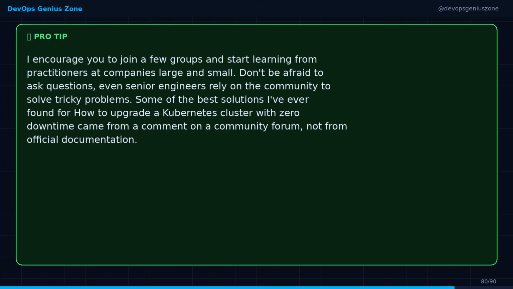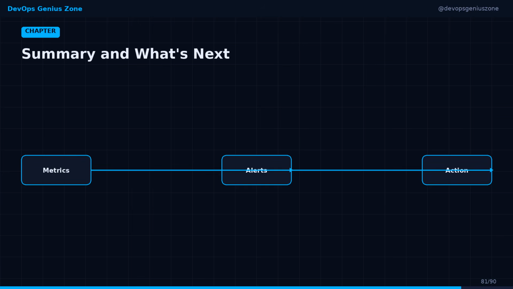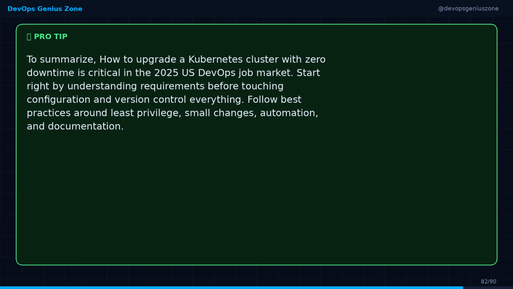The community around Kubernetes is one of the most active in tech. There are dedicated Slack workspaces, Discord servers, local meetups, and global conferences like KubeCon, re:Invent, and HashiConf. The DevOps community in the US is incredibly welcoming and always willing to help newcomers. I encourage you to join a few groups and start learning from practitioners at companies large and small. Don't be afraid to ask questions. Even senior engineers rely on the community to solve tricky problems.